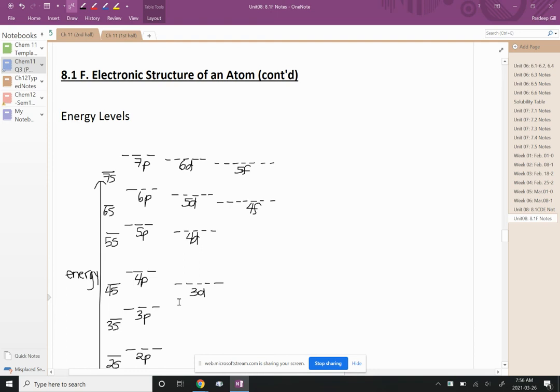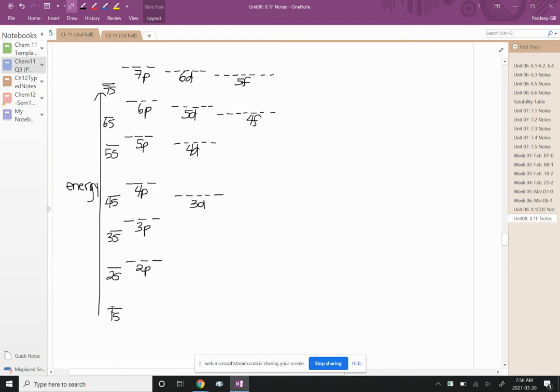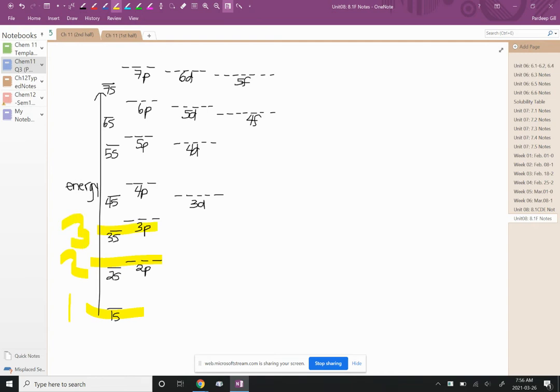So this video continues looking at the electronic structure of an atom. These are the energy levels that your textbook shows. This here is energy level 1, and then this is energy level 2. Energy level 3 is right there. Now energy level 4 consists of 4s, 3d, and 4p.